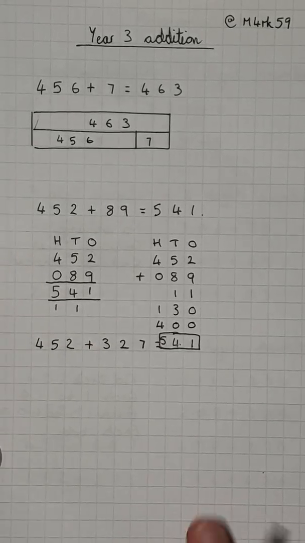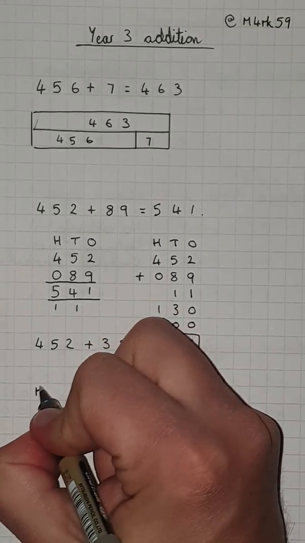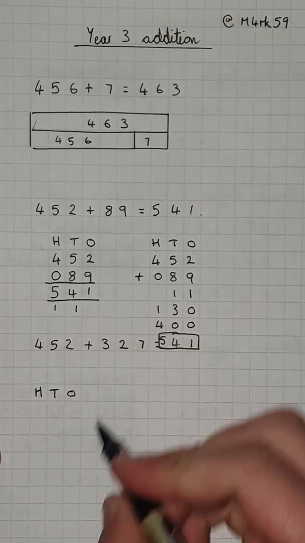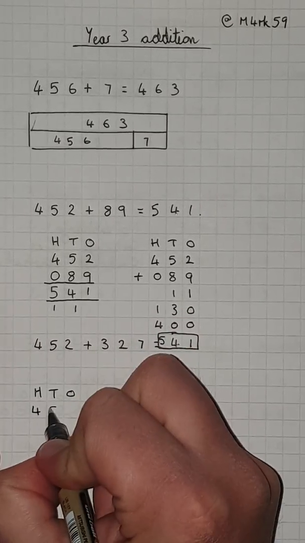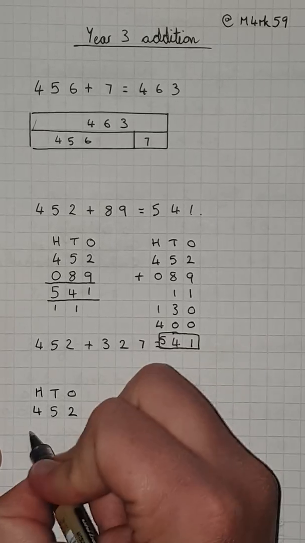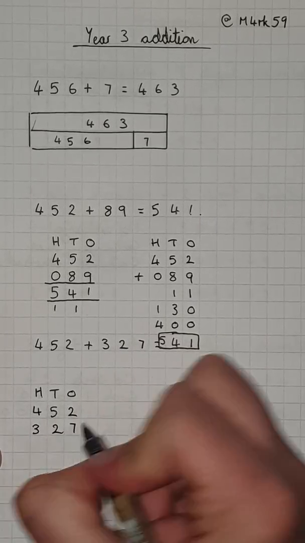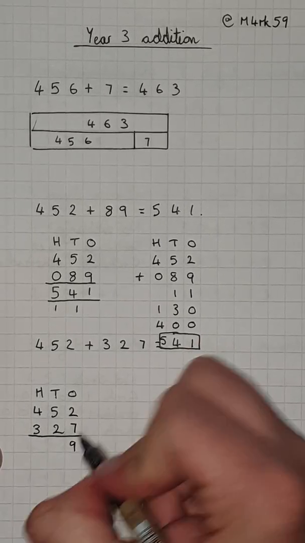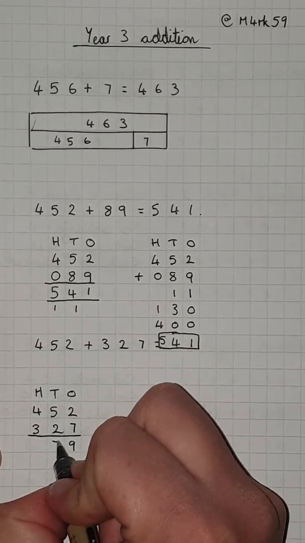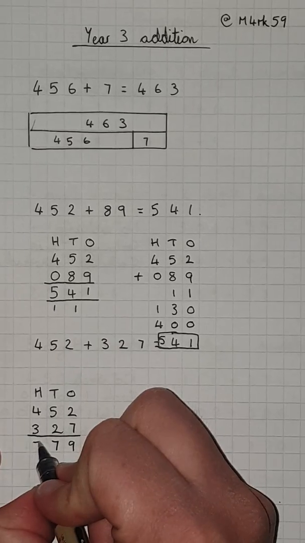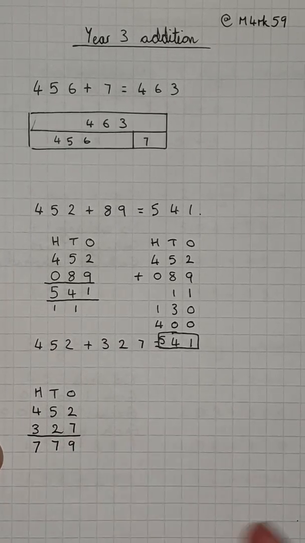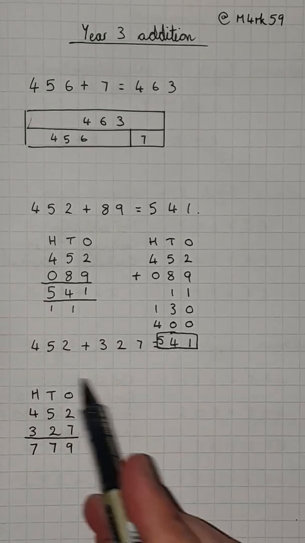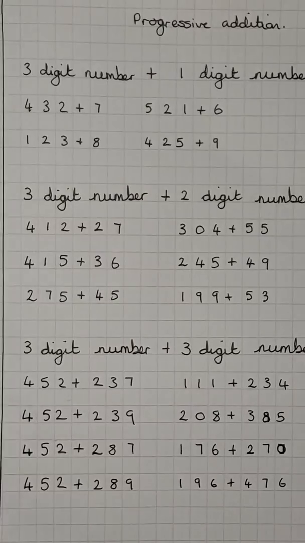And then finally, 3-digit add 3-digit, hundreds, tens, ones. 4, 5, 2 add 3, 2, 7. 2 and 7 is 9. 5 and 2 is 7. 4 and 3 is 7. And then your answer is 779. And that shows no exchange there.